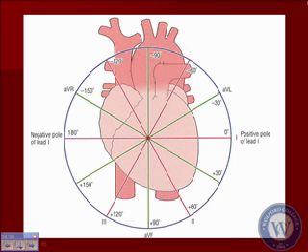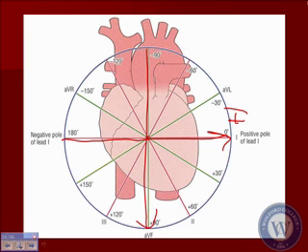Okay, this is the Cartesian plane. I don't expect you to memorize how to figure out axis, but I do want you to know an easy way of doing it. This is lead 1, and the easy way to do it is by looking at lead aVF. This one's positive, and this one's positive in this direction. Negative is this side here, and negative on this side here. Now, here's how I want you to think of this.